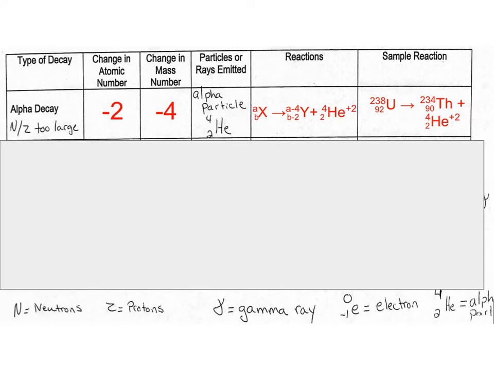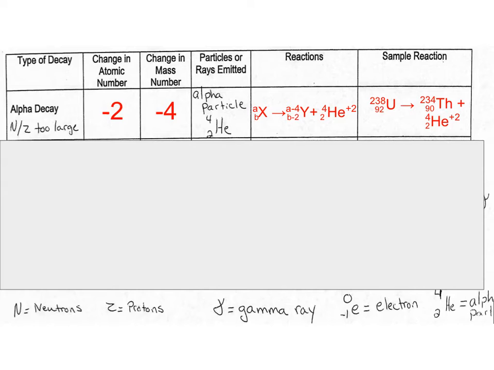All right, guys, so now we are on our first line that we're going to be filling out. As you can see, we have our alpha decay, where it says N/Z is too large. So what is N? That means the neutrons. Z means protons. Essentially it's saying that the number of particles inside of the nucleus is too large, so it's going to have to decay to become stable.